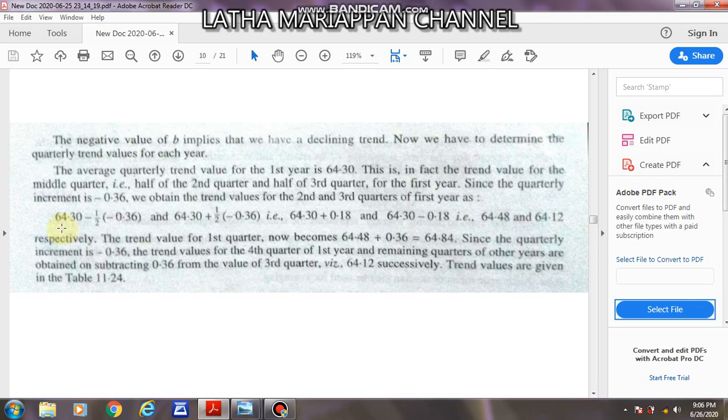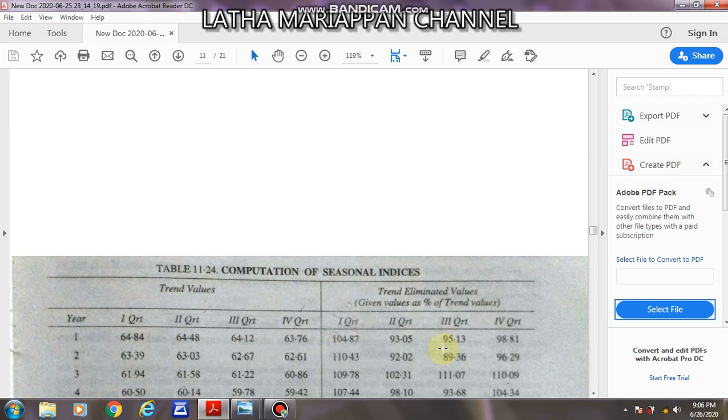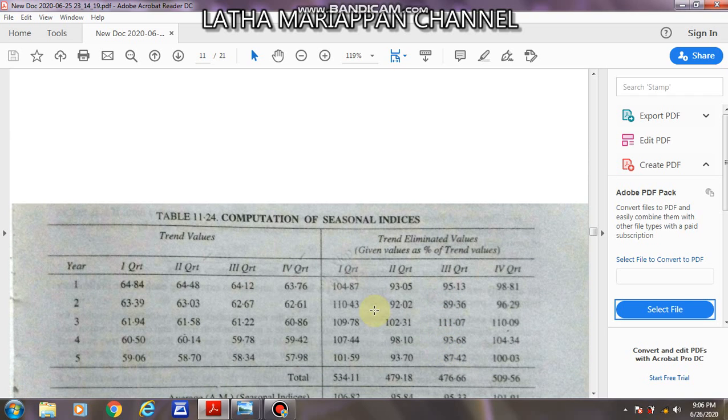Okay, like this. They gave it like this directly, so you will get the answer. That answer you have to put here. We found, no, the second quarter 64.48, and the first quarter we got 64.84, the third quarter we got 64.12, and the fourth quarter we got 63.76. This is for the first year, no.